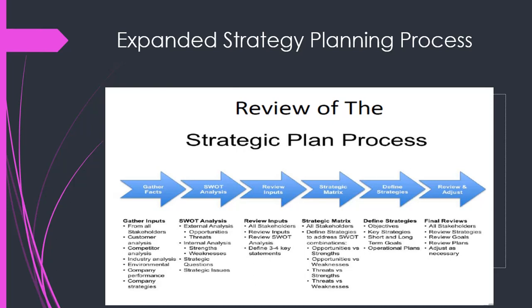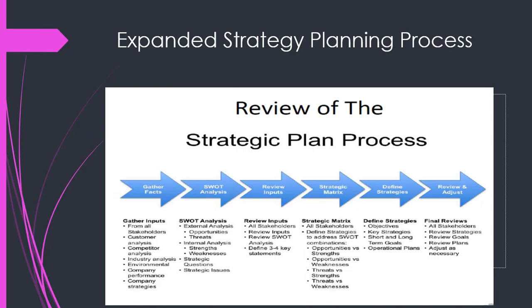So initially you're going to gather facts from all the people concerned, and then you're going to do a SWOT analysis where you're going to look at your strengths, your weaknesses, opportunities, and threats, and you're also going to look at the SWOT matrix, which we'll look at in the next slide. Then you review the inputs that have been given by the various stakeholders, the SWOT analysis that you did, and then from there you come up with key statements that show how you have interpreted the information that you have gotten to this point. After that, you then come up with the SWOT matrix, where you're looking at your strength against your opportunities, weaknesses against your opportunities, threats against strengths, and threats against weaknesses.